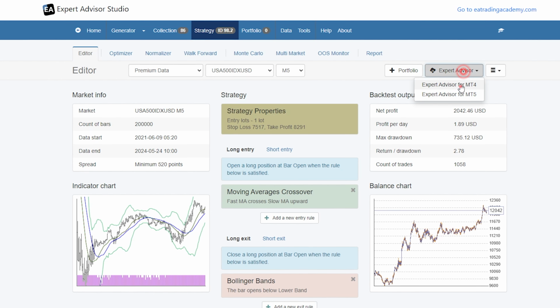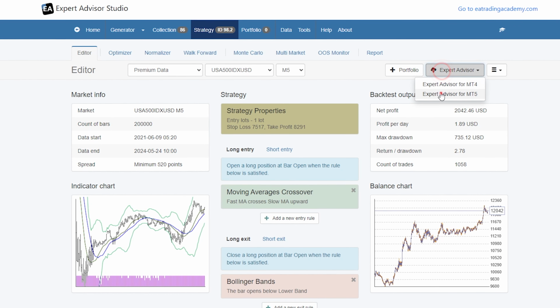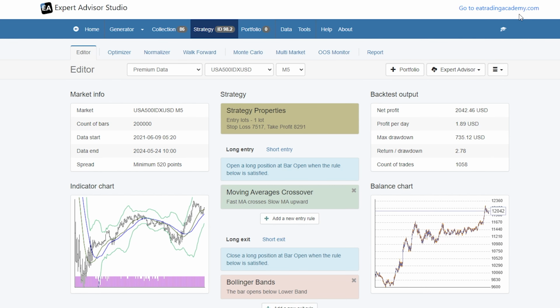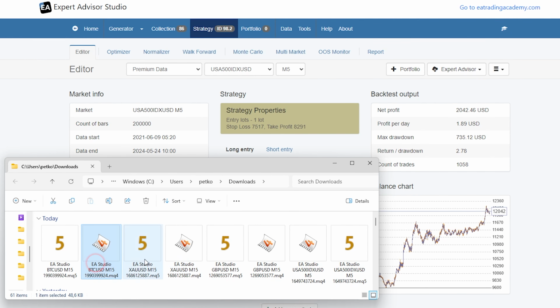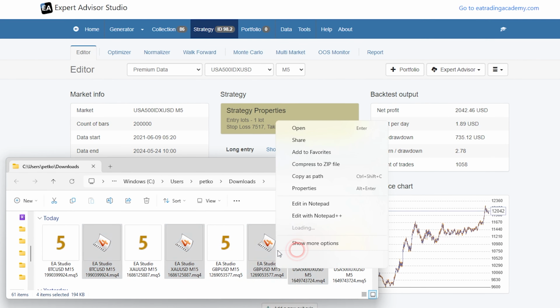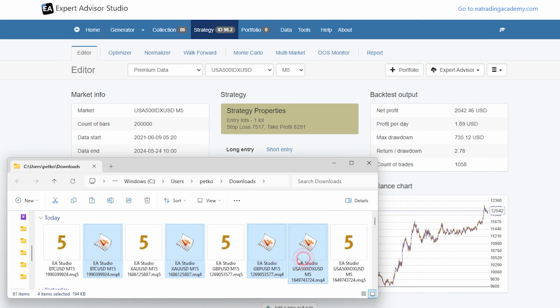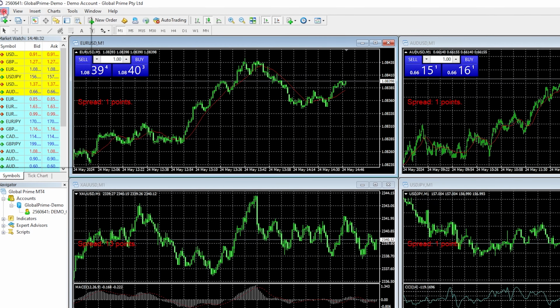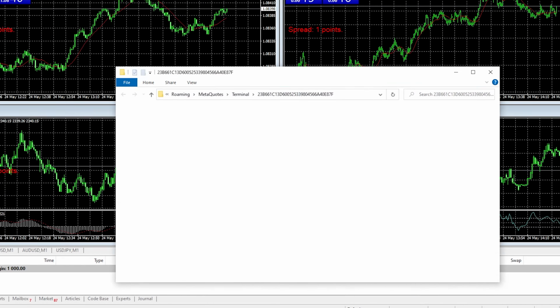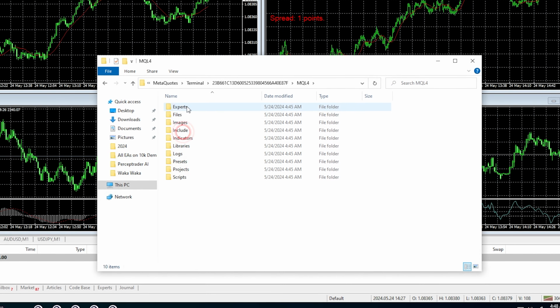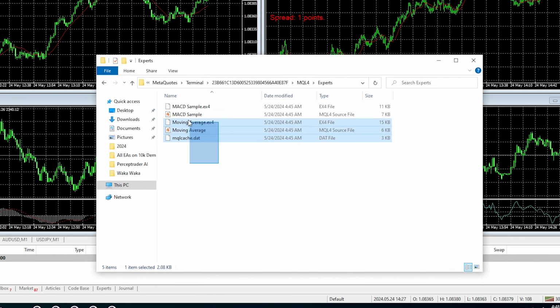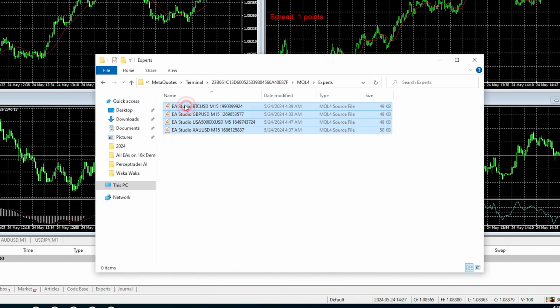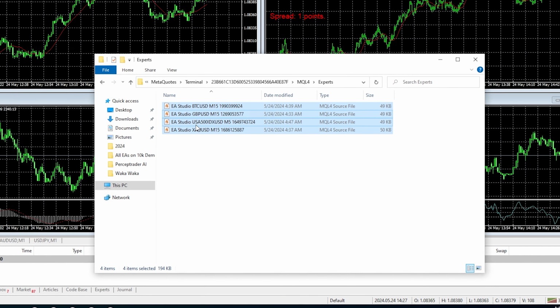So I'll download this expert advisor for MetaTrader 4 and for MetaTrader 5, and now I'll select the ones for MetaTrader 4 and I will put them on MetaTrader. So I'll copy them, I'll go to File, Open Data Folder, I'll click on MQL4 Experts, and this is where I want to paste the expert advisors. I'll delete the ones that come by default with MetaTrader.